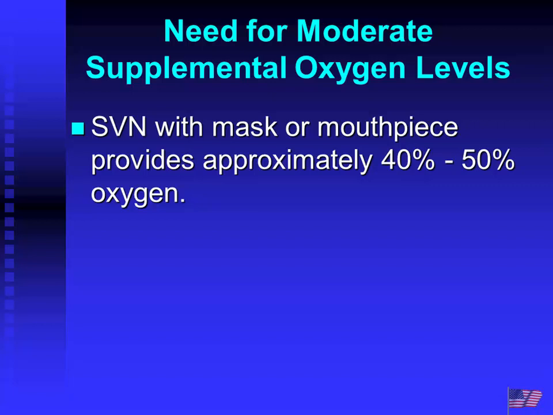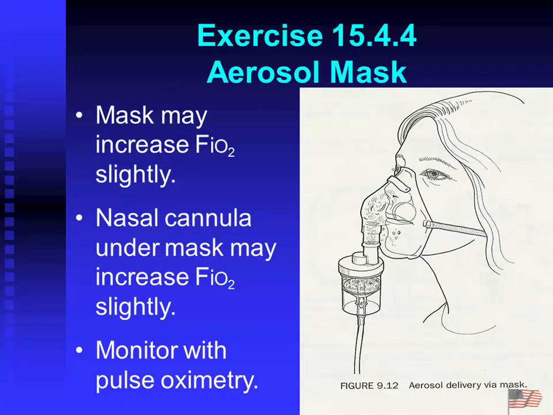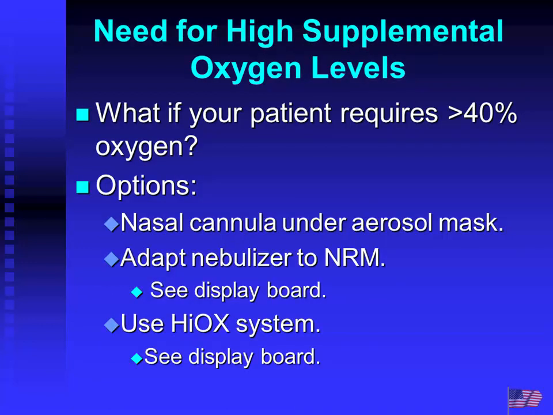So a small volume nebulizer with a mask or mouthpiece will provide a fair amount of oxygen, 40 to 50%. So not only is the oxygen powering the nebulizer, some of that oxygen does end up being inspired by the patient. Using a mask may increase it slightly more, and if you really want to get cool, you can put a mask on and have the cannula underneath the mask. And again, you want to monitor with pulse oximetry how much oxygen is being administered.